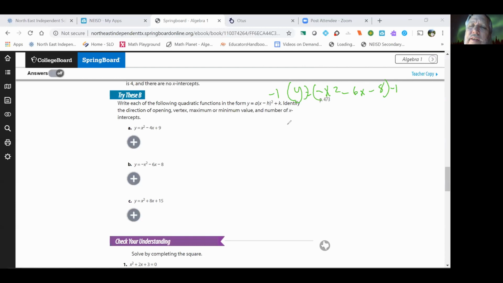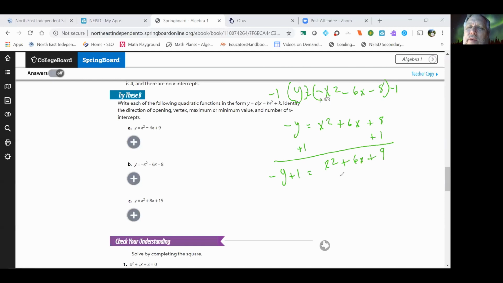And that changes all the signs. So we have negative y is equal to x squared plus 6x plus 8. Now this is not a perfect square trinomial. In order to make it a perfect square trinomial, I need to look at the 6, cut it in half, it's 3. 3 squared is 9. So I need this to be a 9. So to get from 8 to 9, I have to add 1. And what I do on one side, I have to do on the other. So I have negative y plus 1 is equal to x squared plus 6x plus 9.